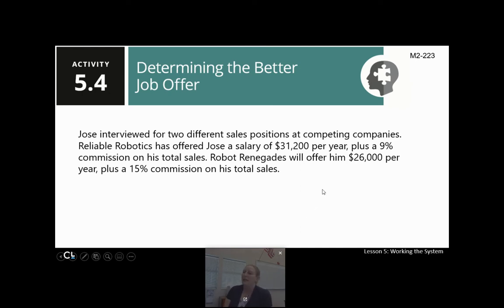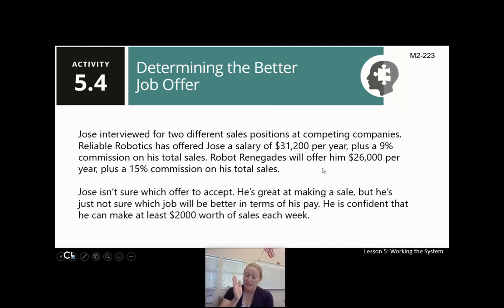Jose isn't sure which offer to accept. He's really great at making a sale, but he's just not sure which job will be better in terms of his pay. He is confident, however, because again, he's good at making sales. He is confident that he can make at least $2,000 worth of sales each week.